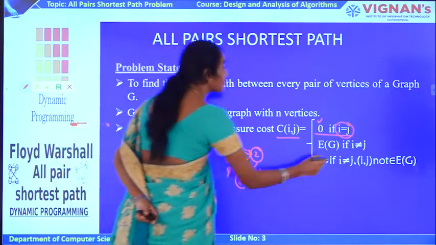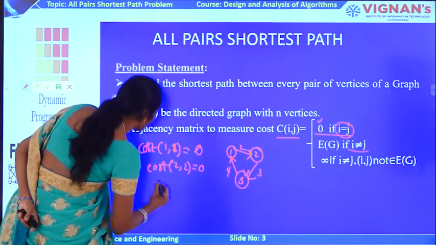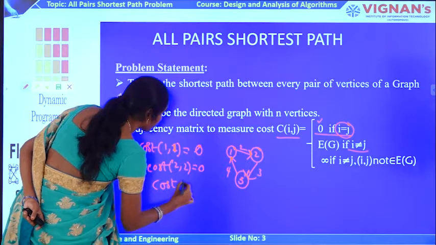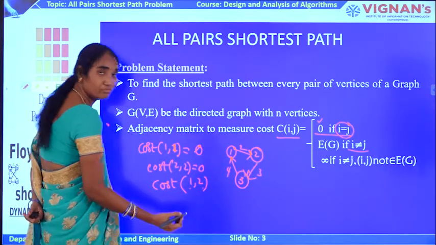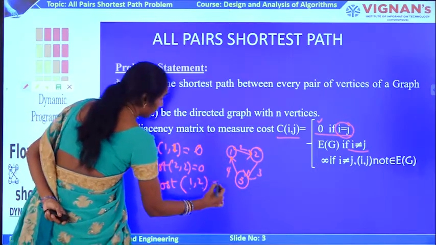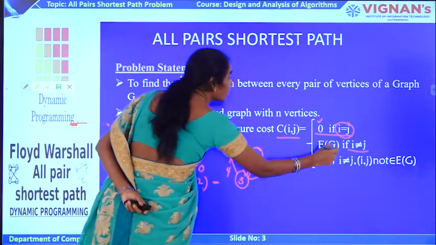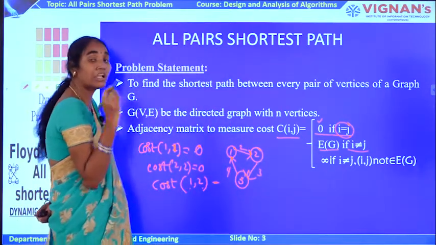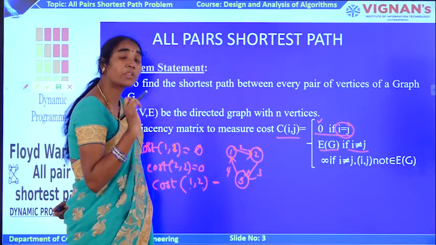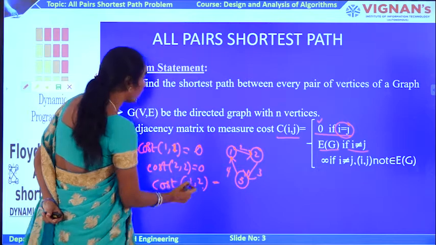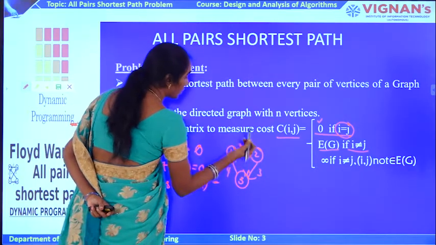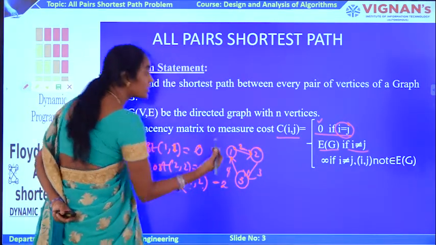Now, let us take another case, which is i not equal to j, that is, cost of 1, 2. Here i is not equal to j, since 1 is not equal to 2. In this case, we have to write the edge cost of E of G, which is nothing but the cost associated with that edge from i to j. That is 1 to 2. How much is the cost? 2 is the cost. So, cost of 1, 2 is 2.